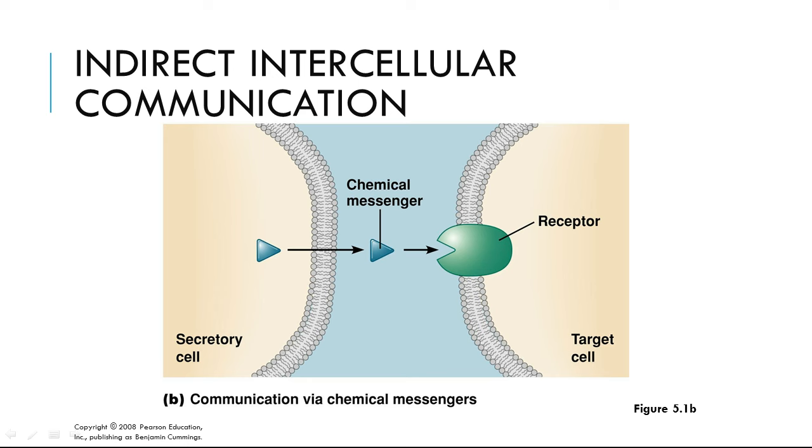Ligand could be synonymous with the chemical messenger. Or you could be a little more specific and say neurotransmitter, or hormone, or paracrine messenger. Or you could be even more specific and say acetylcholine, and just go on with the examples. So yes, chemical messenger is just another generic term for ligand. A chemical messenger is a ligand that binds to a specific receptor. Here the receptor is bound in the membrane.